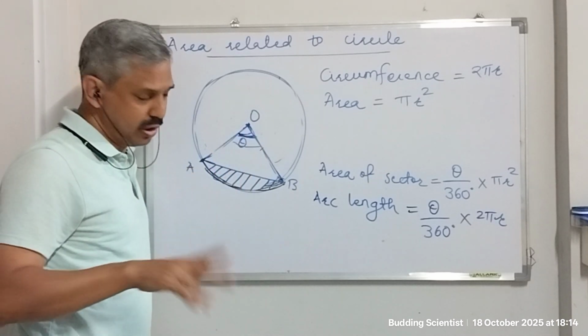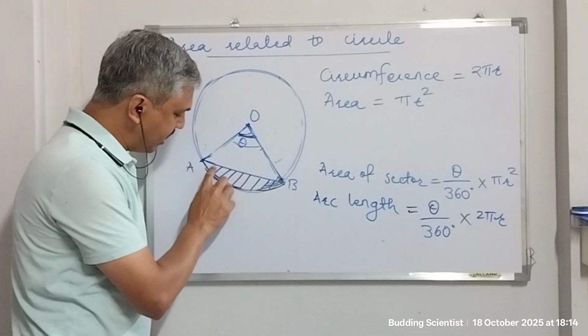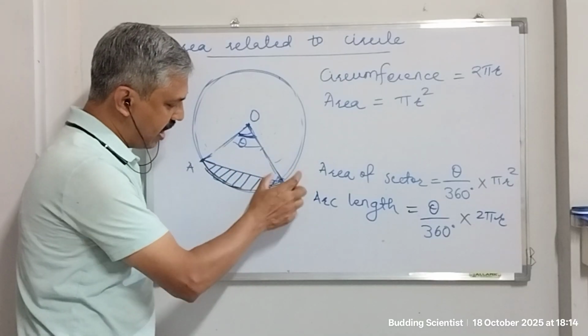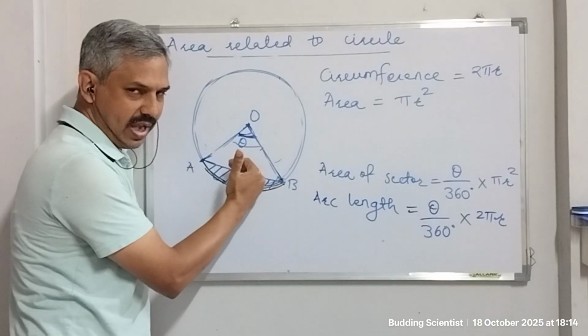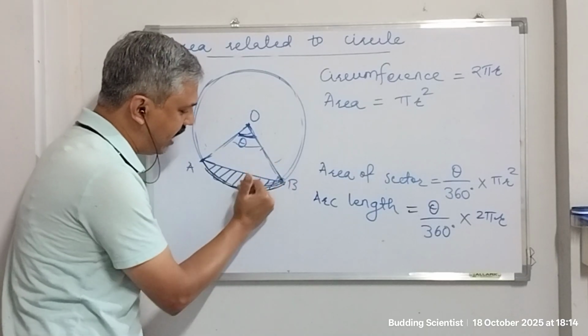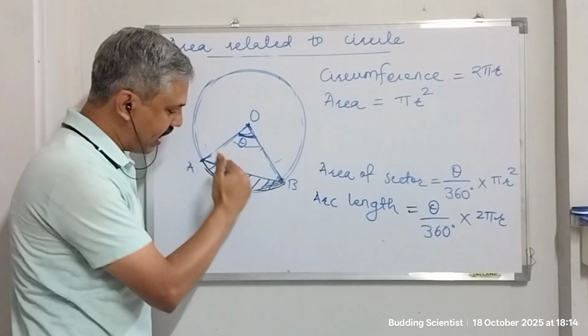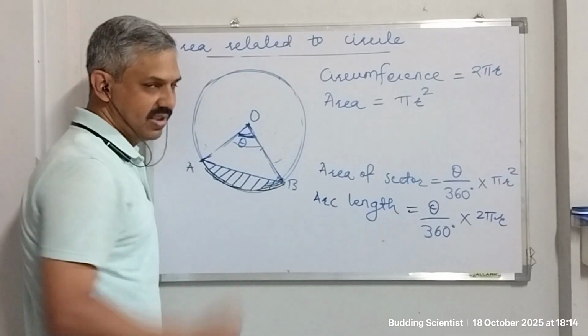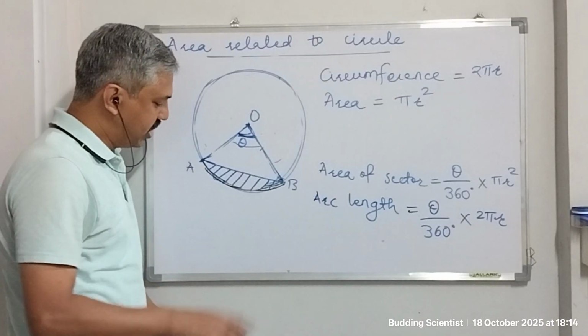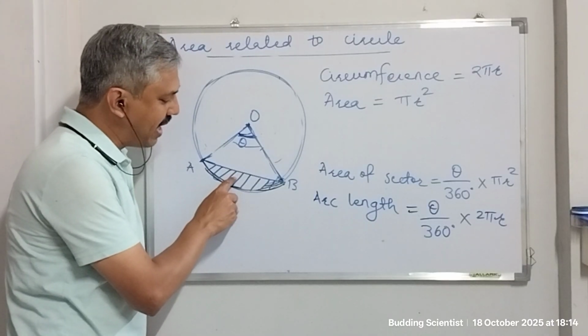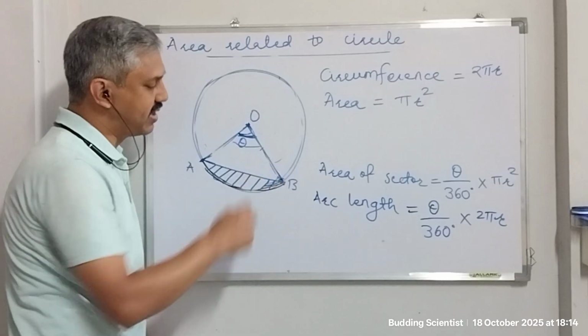They are not equal parts, but there are two parts. One part is this, and the other part is also this. The area between the chord and the remaining circle. There are two different areas possible. This is called a segment. So this is one segment. This is called a minor segment, and this would be the major segment.